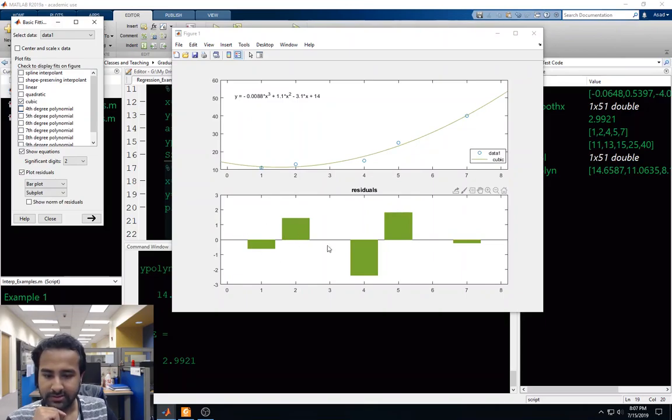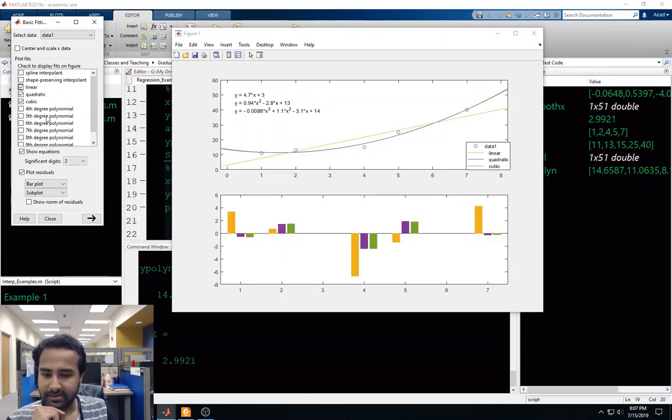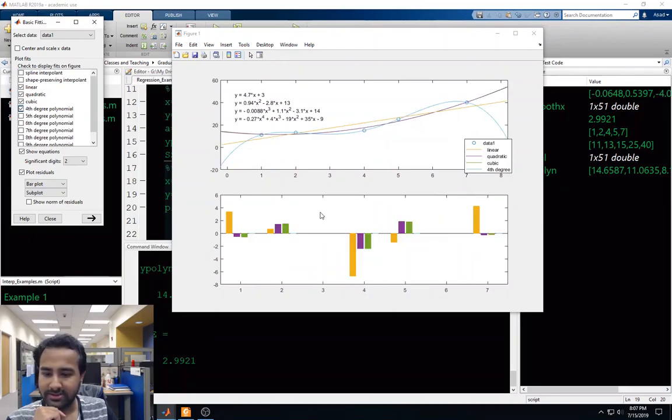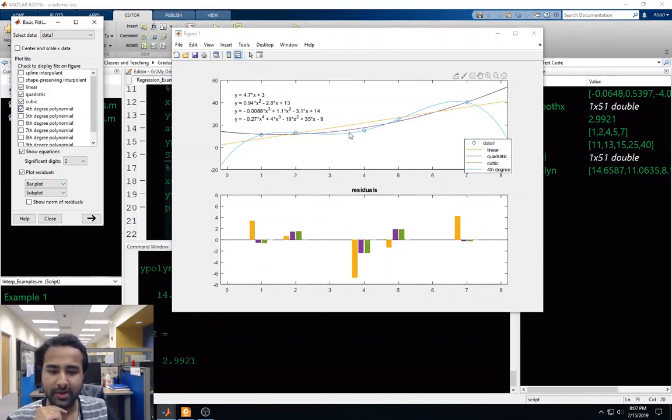you can see now our residuals are much larger. If I compare it to the quadratic or the linear, you can clearly see linear, which is the yellow line, is the worst, and the fourth order one, which is interpolation, is clearly the best, but it goes through every single point, which might not be ideal. Alright, so that was a fun little exercise.